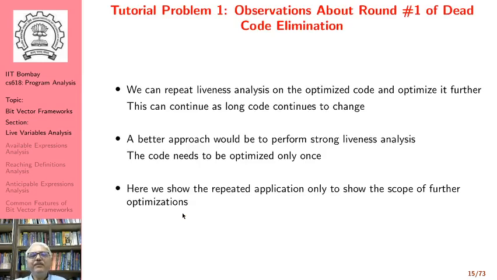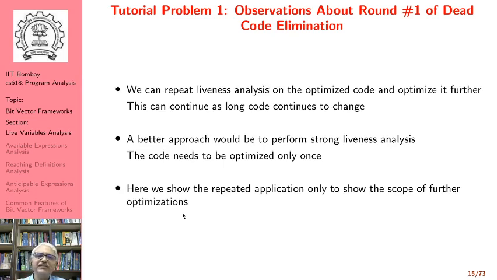So we can repeat liveness analysis again on the optimized code, and when I say optimized code, I am referring to the situation where the assignment to A has been deleted, and optimize it further. This can continue as long as the code continues to change. A better approach would be to perform strong liveness analysis. This is something that we will study in the third module.